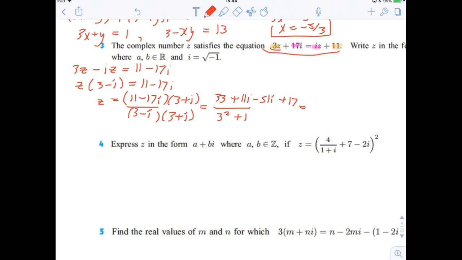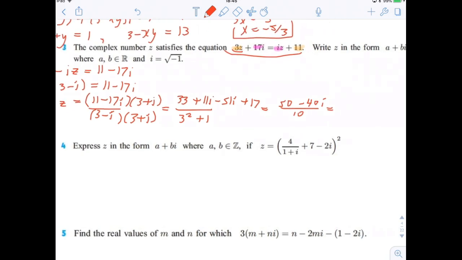So the top is going to be equal to 50, because 33 plus 17 is 50. 11 minus 51i is negative 40i. Divided by 3 squared plus 1 is 10. 50 divided by 10 is 5. Negative 40 divided by 10 is negative 4. 5 minus 4i.